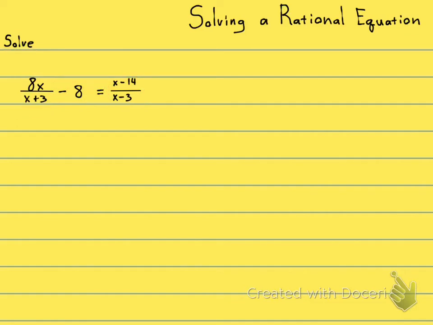And the first thing we want to do is get rid of the fractions. So we can get rid of all the fractions in an equation by using the power of the LCD, least common denominator. Now, the least common denominator in this case is pretty easy to find. It's going to have an x plus 3 in it, and it's going to have an x minus 3 in it. So LCD is x plus 3 times x minus 3.